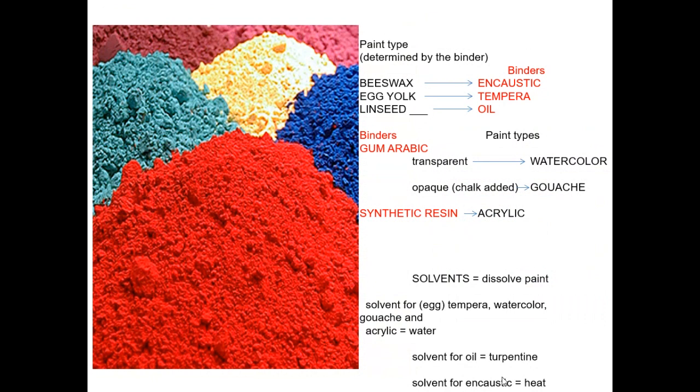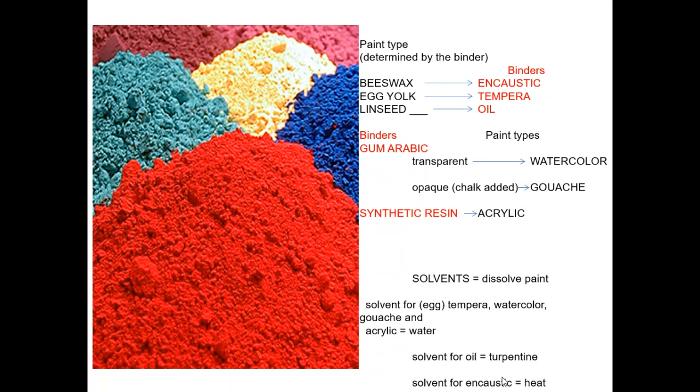What determines the paint type, though, is not the pigment itself. I could take the same red pigment that you see on the screen here, and I could make watercolor with it, or I could make oil paint, or I could make acrylic. What you mix the pigment with is what determines the type of paint. And the main ingredient that you're mixing the pigment into is called the binder. The binder does the job of making the pigment particles stick to each other and stick to your support.